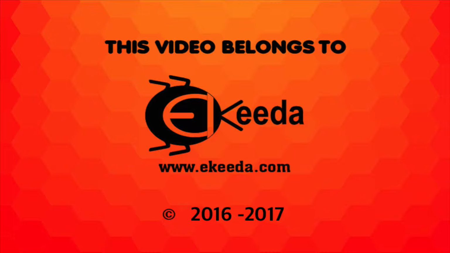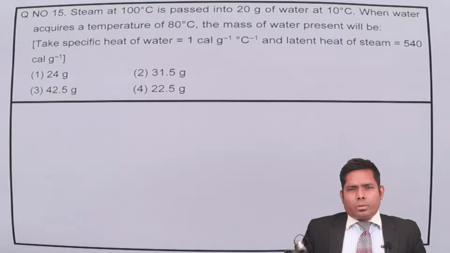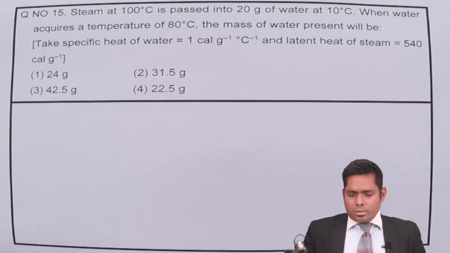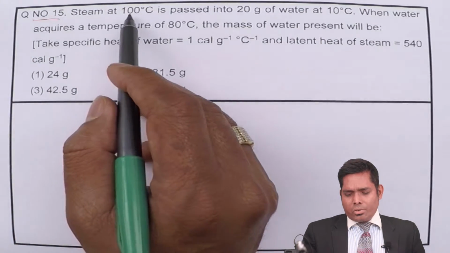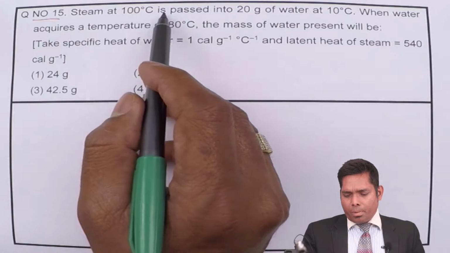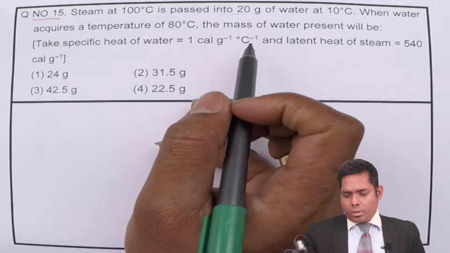Hello students, let us solve the next question. Question number 15 of NEET 2014 physics paper. Steam at 100 degrees centigrade is passed into 20 gram of water.